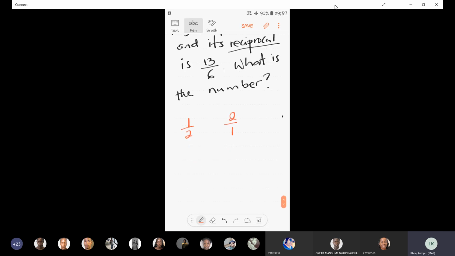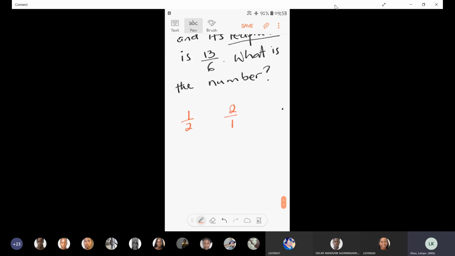Okay, so if I have an unknown number, we call it x, and then I add it to its reciprocal. The reciprocal of x is just 1 over x, because this x is the same as x over 1. So its reciprocal is obviously 1 over x. Now when I add these two numbers together, what I get is 13 over 6. Now I need to work out what that number is.